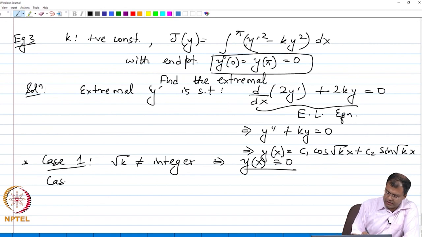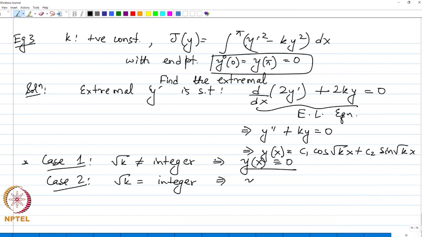And the second case is that if the square root of k is an integer, then the solution that I get is y equal to c2 sin of square root k x. So I have infinitely many solutions in this case, depending on the value of c2.